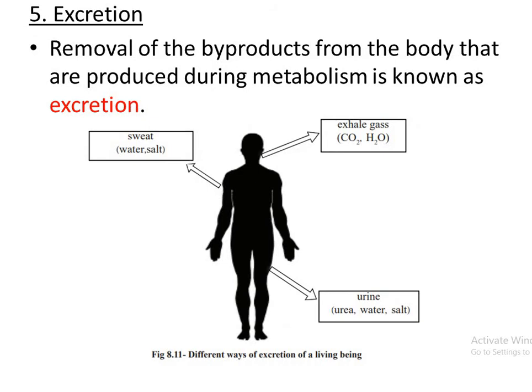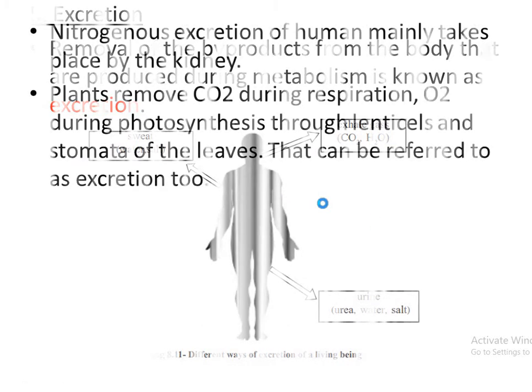Excretion is the removal of byproducts from the body that are produced during metabolism. That is what we call excretion. Now, there are different excretory products. Sweat, which has water and salt, exhaled gases, which has carbon dioxide and water, and urine, which comprises urea, water and salt, are examples of that.